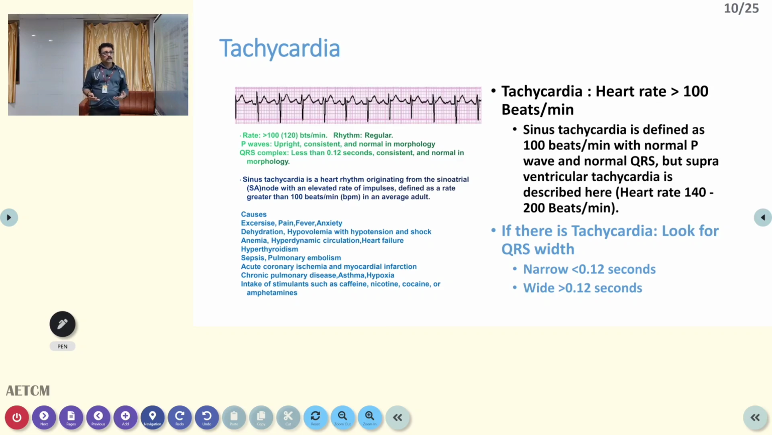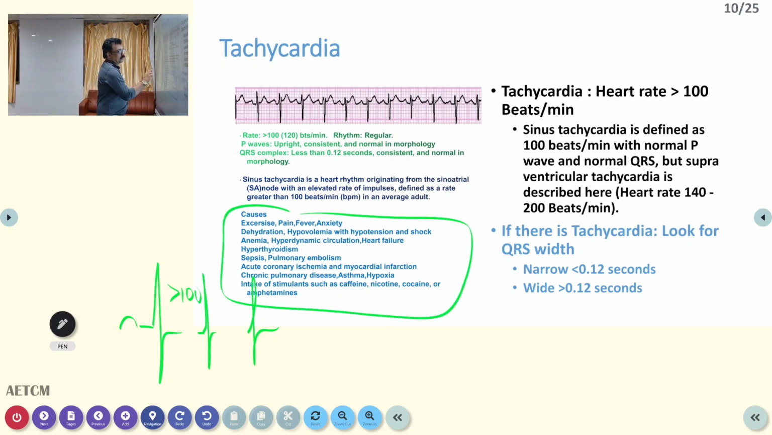Now, tachycardia means the heart rate is more than normal. Normal heart rate is 70 to 100. But if it is more than that, we can call it tachycardia. Sinus tachycardia means there should be a P wave, then the P wave should be followed by a QRS complex, and the QRS complex comes very fast. So the heart rate is more than 100. You can call it tachycardia. There are a lot of causes for tachycardia given here. You have to read about that. I am not going into that in detail now.